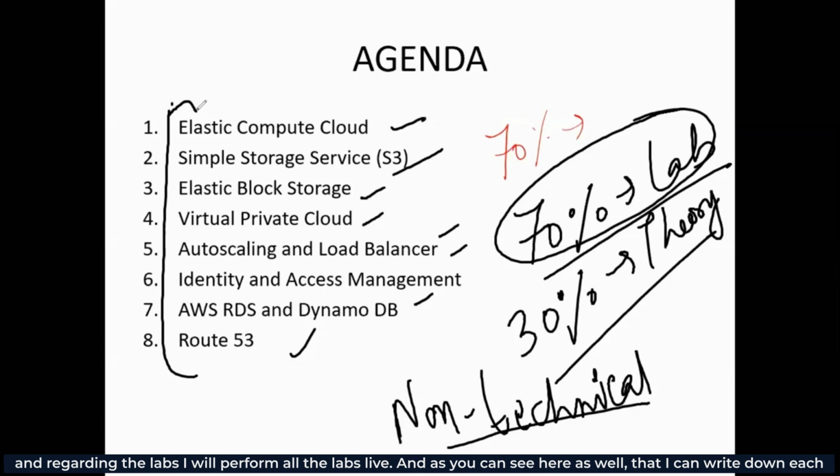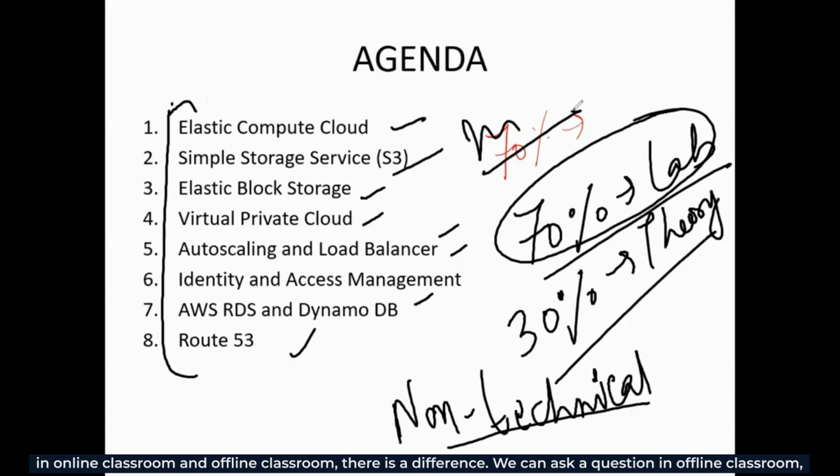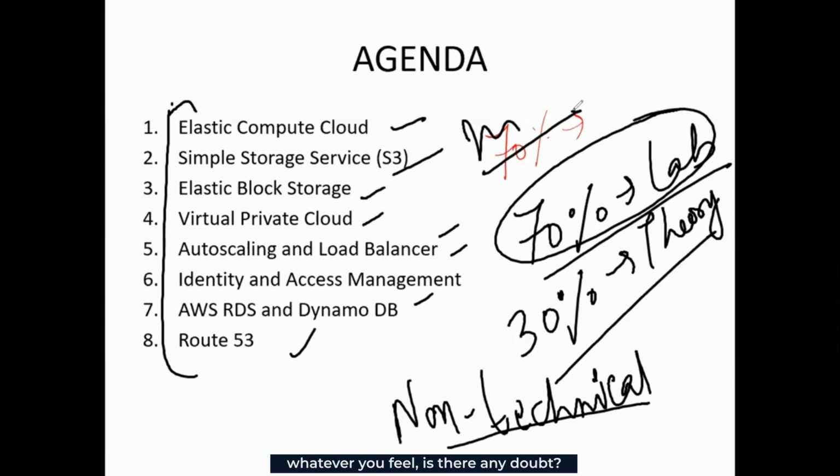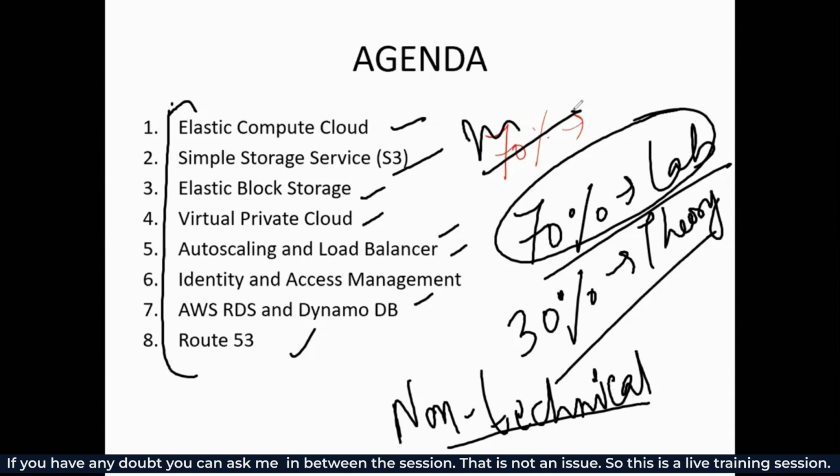And as you can see here as well, I can write down each and everything. So it is very easy for me to show, just like a classroom. So people sometimes feel that, okay, in online classroom and offline classroom there is a difference. We can ask a question in offline classroom, but it is not possible in online classroom. Not at all. You can unmute your mic and you can ask at the same time whatever you feel. If you have any doubt, you can ask me in between the session. That is not an issue.